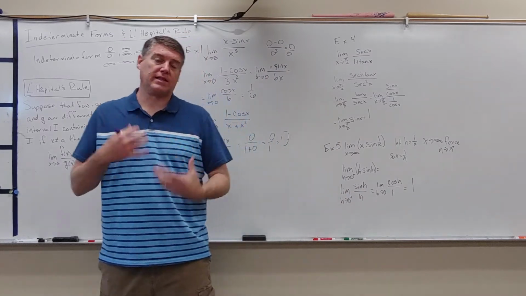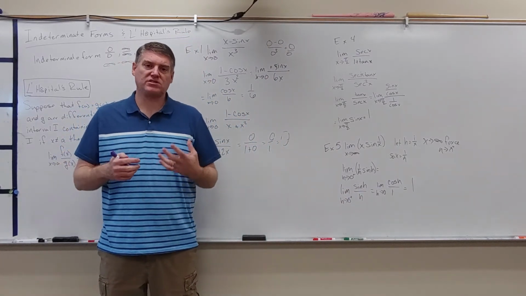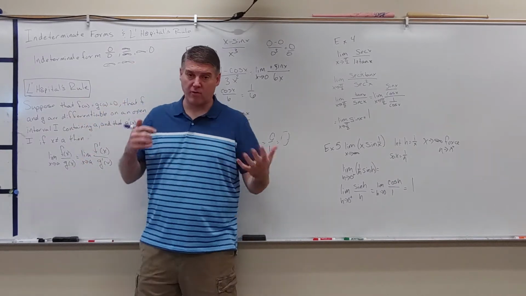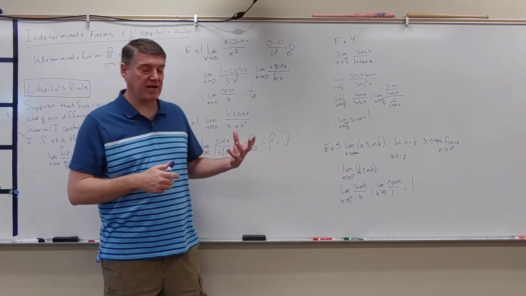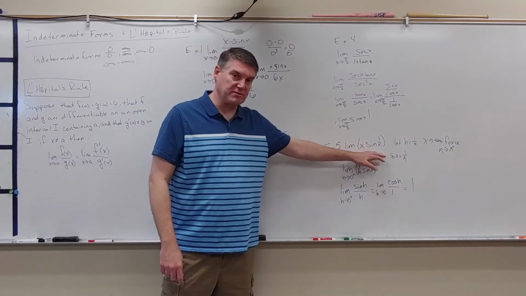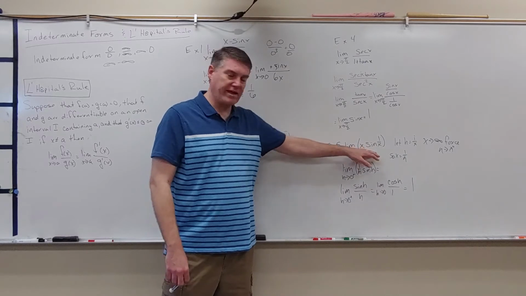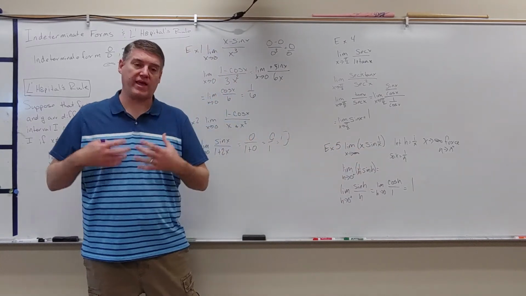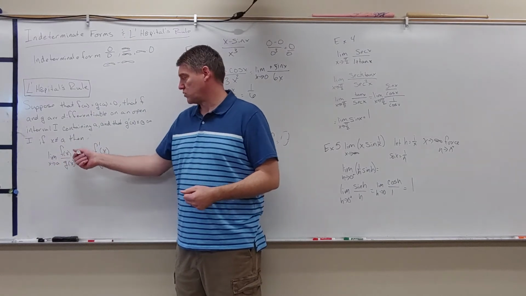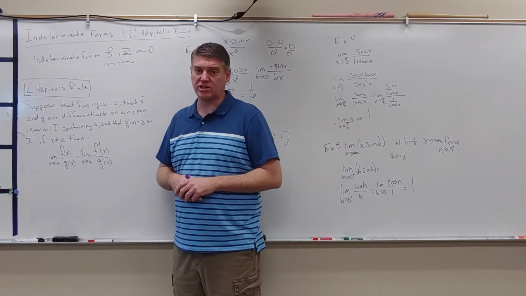So L'Hopital's rule allows us to use those limit properties if I have one of these indeterminate forms. Sometimes we do have to manipulate it. So this was infinity times 0. We can't just go right here and take the derivative. We have to get it into this form for L'Hopital's rule to work. So we're going to have to do some manipulation on that.